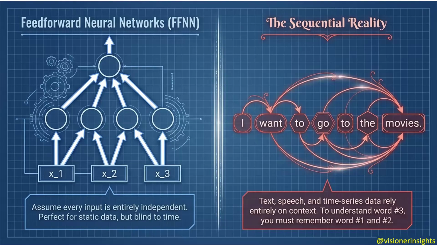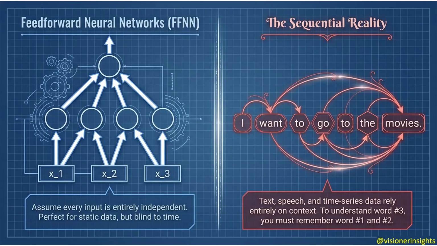Traditional feed-forward neural networks assume every single input is completely independent. That's great for static data, sure, but it is completely blind to time. The real world, the sequential reality, is different. Things like text, speech, or time series data rely entirely on context. Like to understand word number 3 in the sentence, "I want to go to the movies," you absolutely have to remember words number 1 and 2.